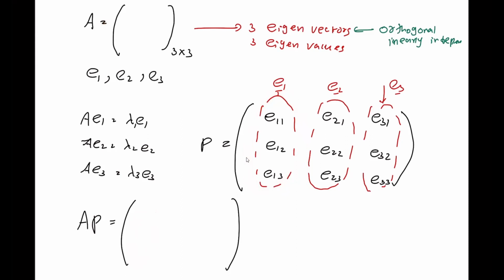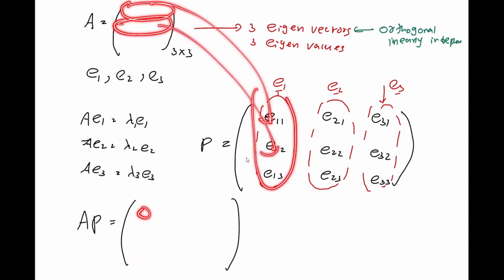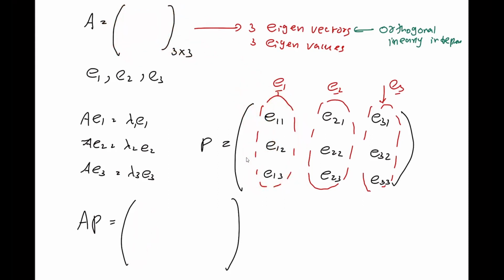Because every time you get one row and multiply with this column to get this element, and you get the second row and multiply by this column to get the second element, and you get this row and multiply this column to get this element. It is nothing but multiplying this E1 vector with this matrix. It means you will end up with lambda 1 E11, lambda 1 E12, lambda 1 E13, and at the same time you can have this one as well, lambda 2 E21, lambda 2 E22, lambda 2 E23, and this lambda 3 E31, lambda 3 E32, and lambda 3 E33.